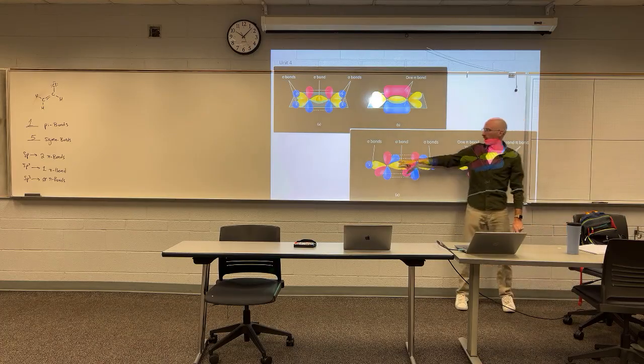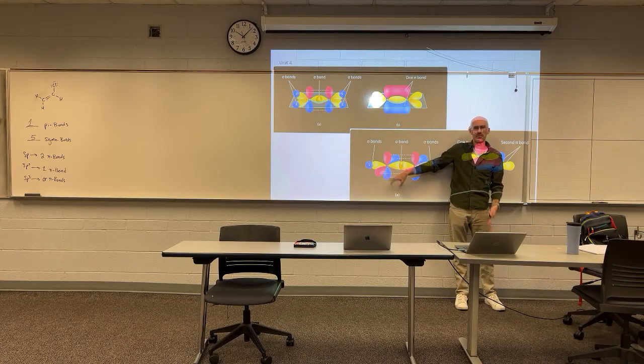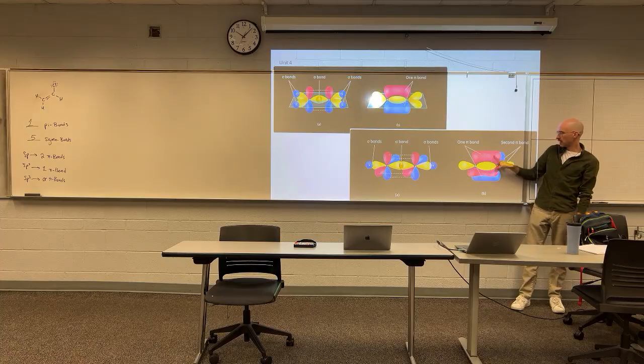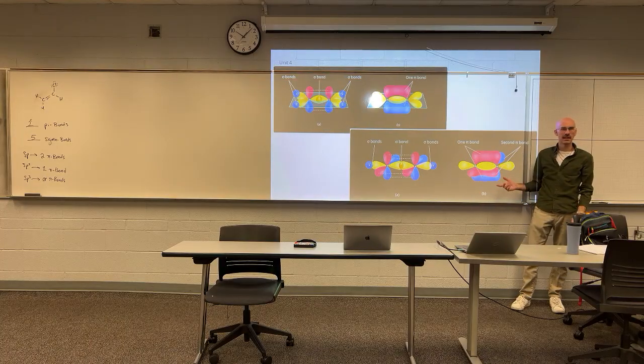Remember that electrons look like this shape. This is where the electrons are. So when those orbitals overlap, when they get stretched out, now the electrons are just in a larger region. They're spread out further.